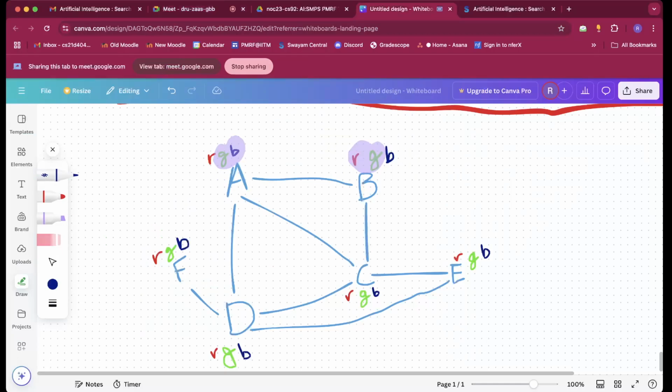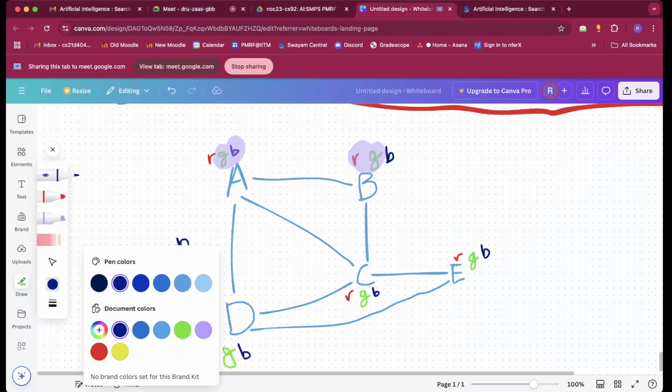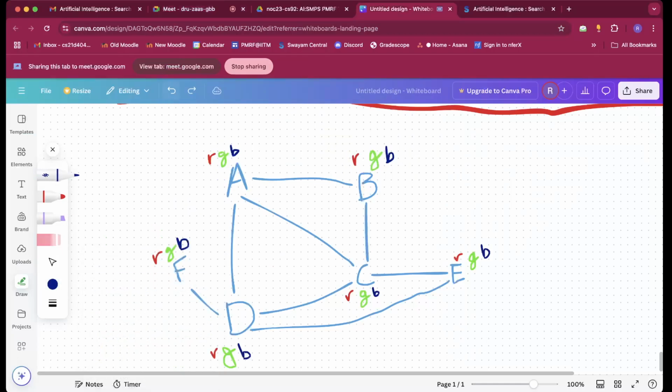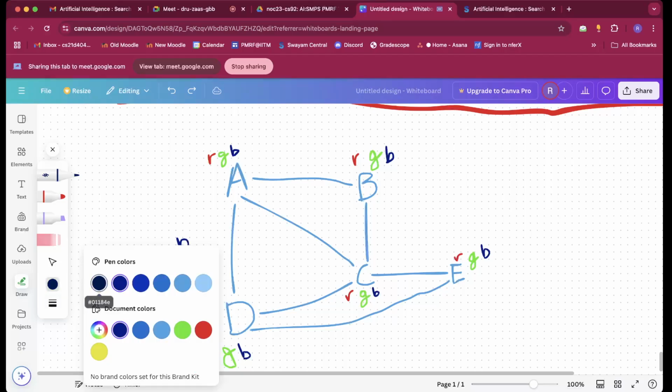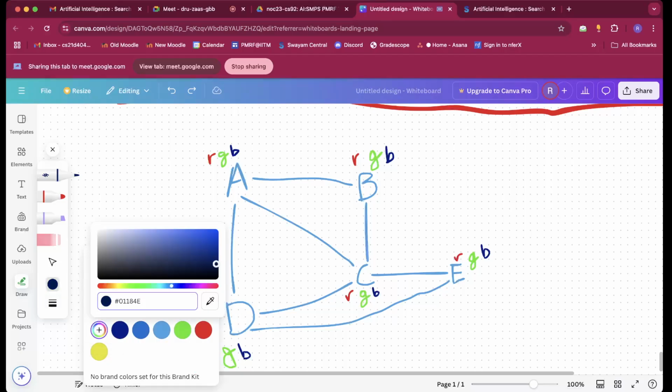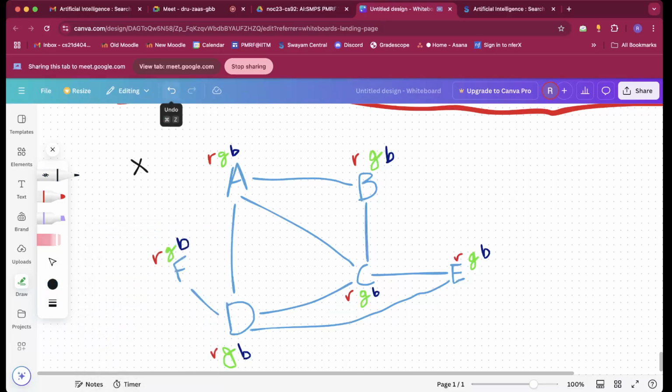I think a better way to denote the absence of particular assigned colors would be through marking them with a cross. Yes, that should work. So we cannot assign this, we cannot assign this.